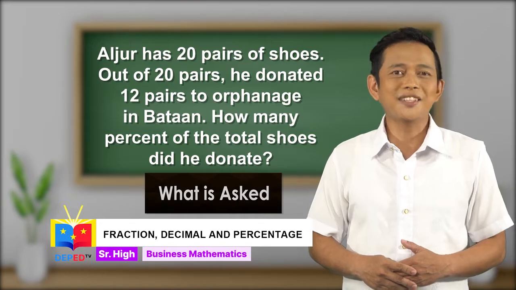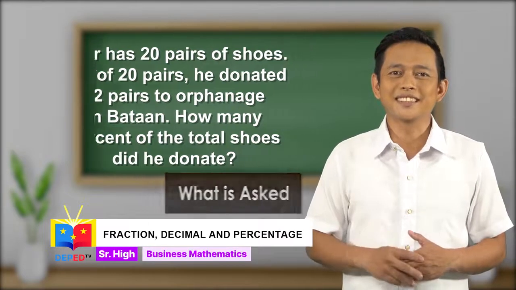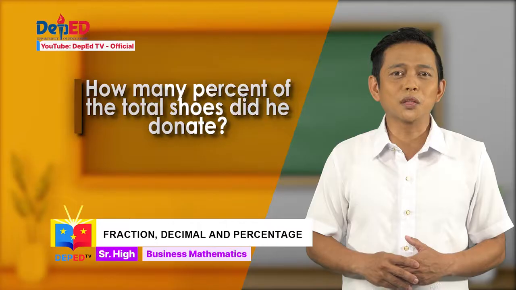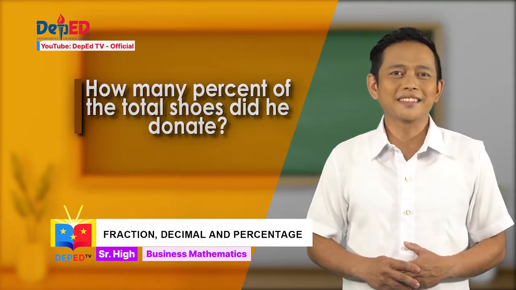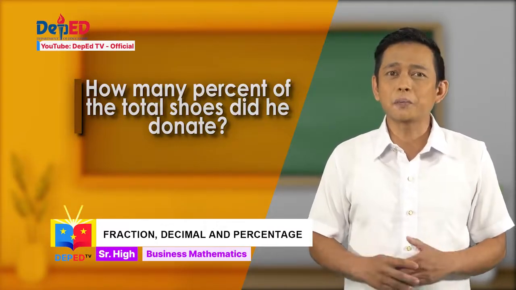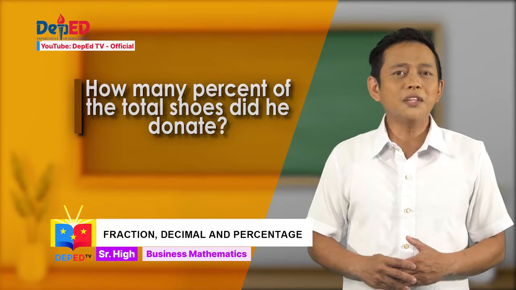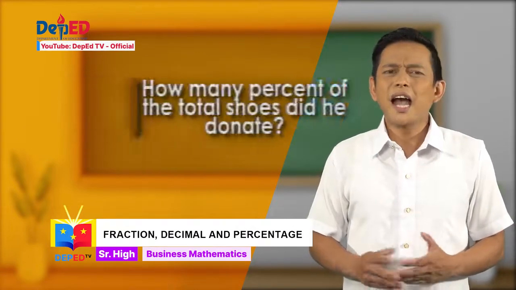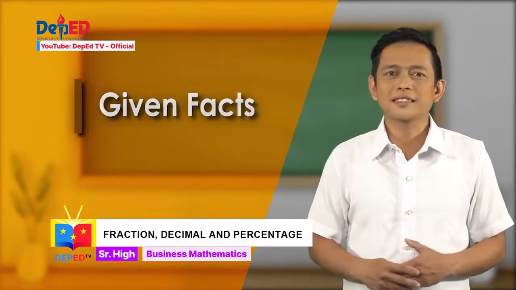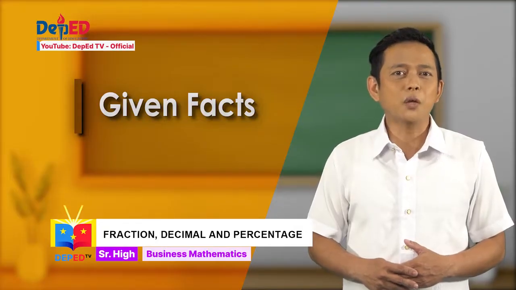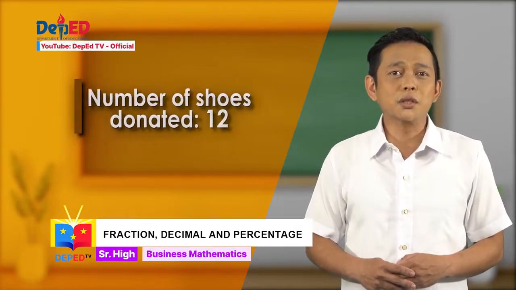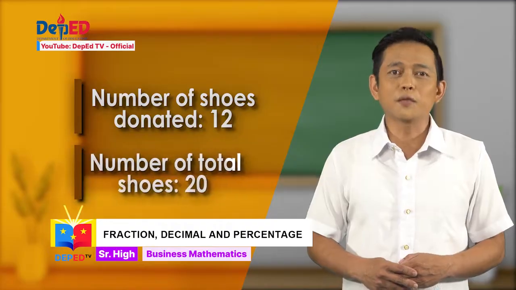Do you know the answer? Correct! How many percent of the total shoes did he donate? Therefore, we have to find the percentage of the total shoes that he donated to the orphanage. How about the given facts? Yes, we have the following given. Number of shoes donated is 12 and number of total shoes is 20.